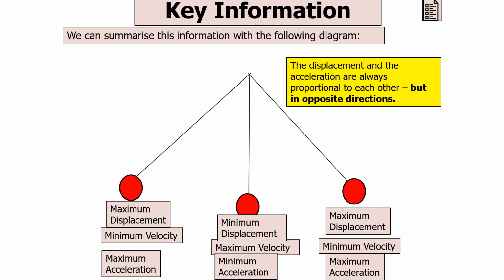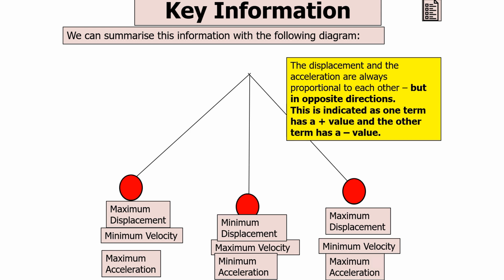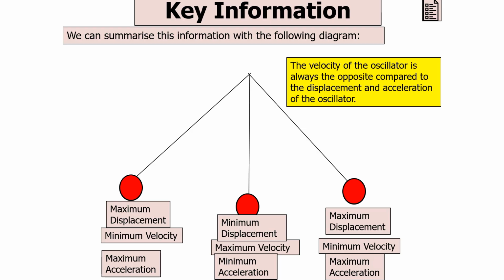The displacement and acceleration are always proportional to each other, but in opposite directions. This is indicated as one term has a positive value and the other term will have a negative value. The velocity of the oscillator is always the opposite compared to the displacement and the acceleration of the oscillator. So if you've got a maximum velocity, you'll have a minimum displacement and acceleration.